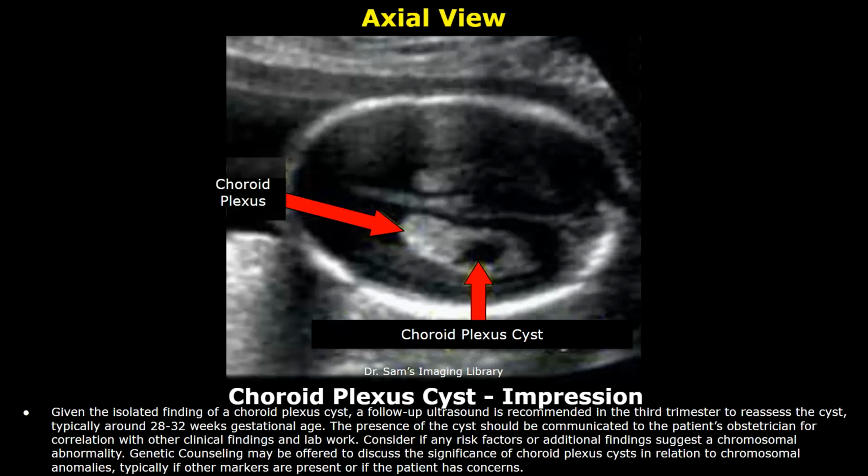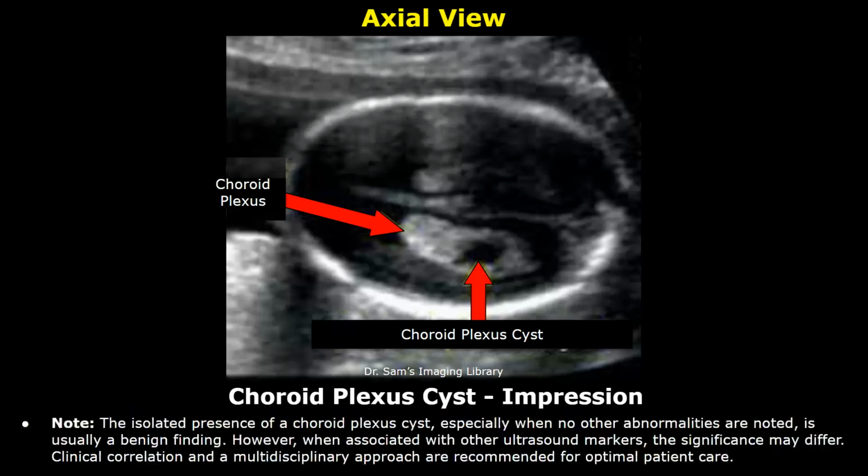Genetic counseling may be offered to discuss the significance of choroid plexus cysts in relation to chromosomal anomalies, typically if other markers are present or if the patient has concerns. You can also write a note in some cases. For this example, this is the note.